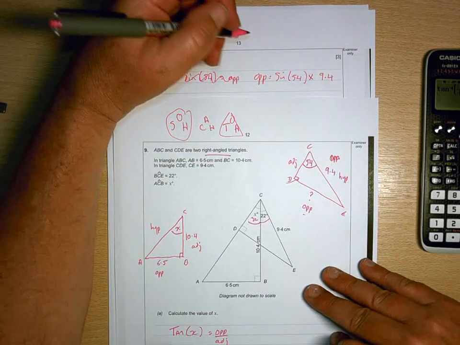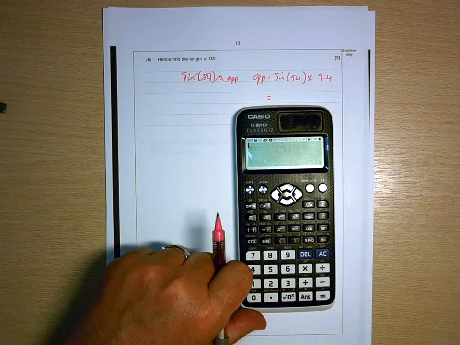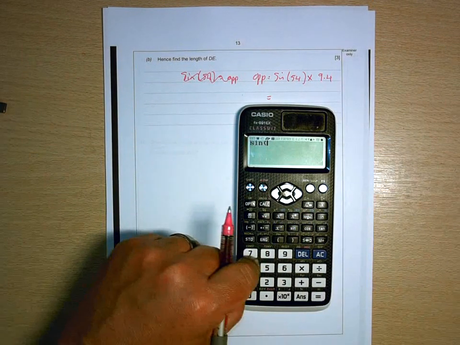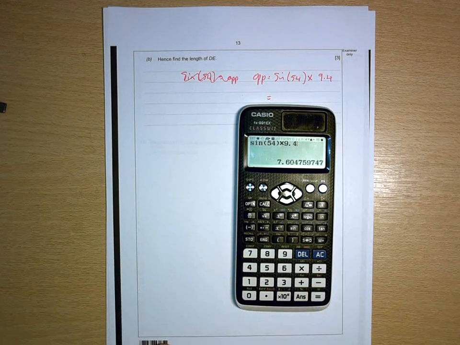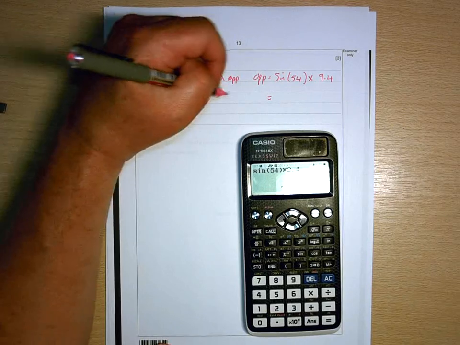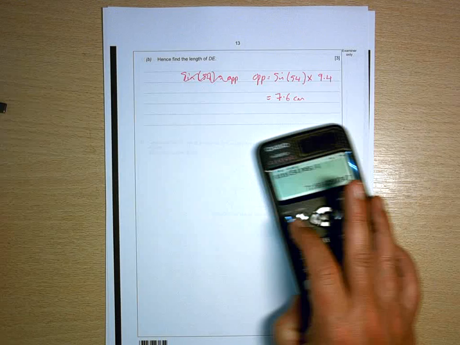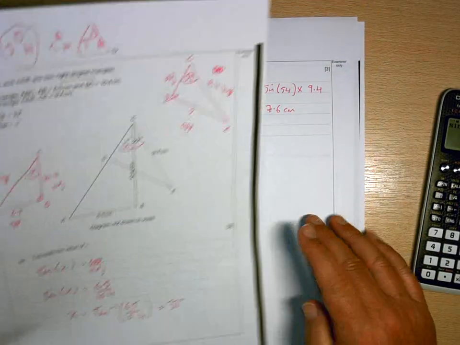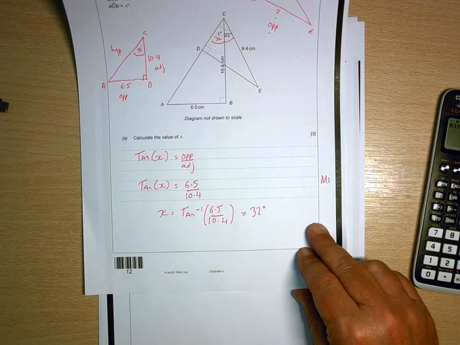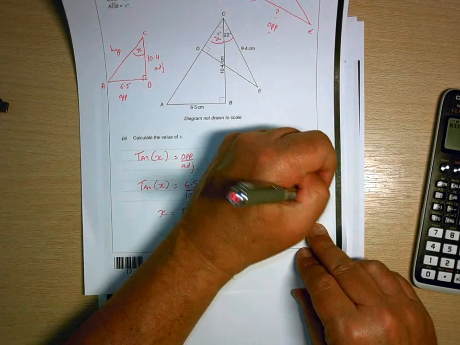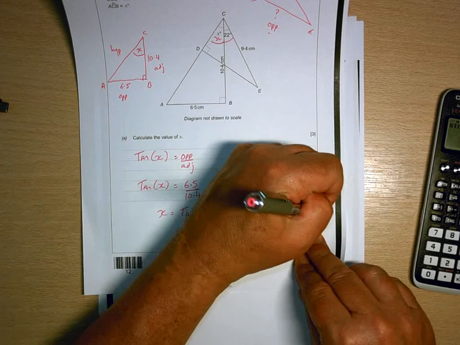So that works out to be, on our calculator, clear that one, sine 54 close bracket times 9.4, 7.6 centimeters. Okay, marks for that. Method mark for correctly getting your tan and the 6.5 over 10.4. Answer mark for 32 degrees.